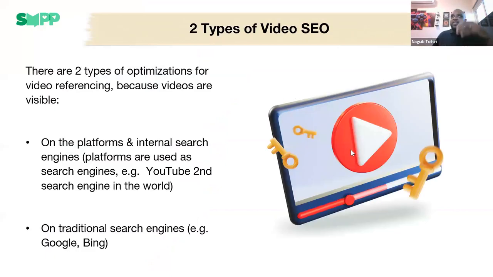The first thing before we deep dive, it's very important to understand that there are two types of video SEO, so two types of optimizing for video referencing, because videos are visible through two different ways. One, and primarily, is on platform and internal search engine. When I say on platform, I am obviously referring to YouTube and all the other video platforms. By the way, can you name a few other video platforms? Today we're going to focus on YouTube because in the MENA region, that's the primary platform used. But can you name other video platforms that are used globally?